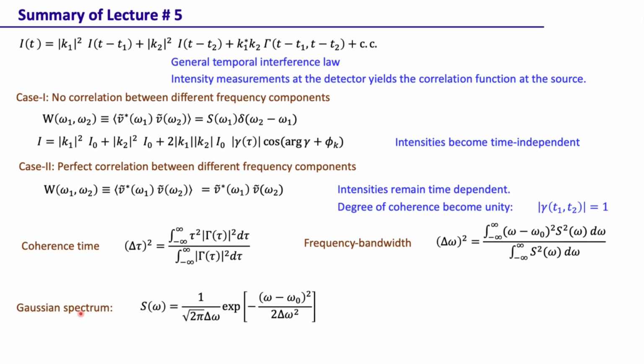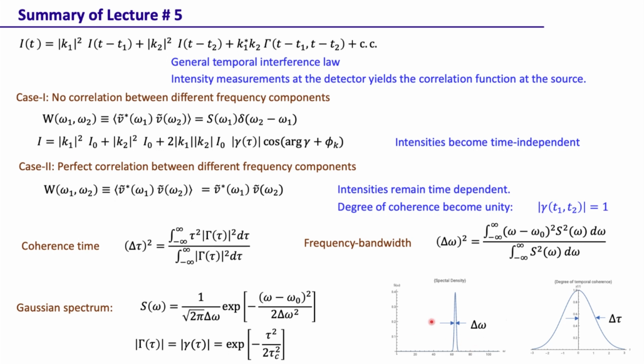We also looked at one very common and useful spectrum, which is the Gaussian spectrum. This is the normalized Gaussian spectrum. For this spectral density, the gamma tau function assumes this functional form. And just for visualization, this is the spectral density S of omega, and the corresponding gamma takes this form. The root mean square width of the spectral density is the frequency bandwidth, and that of the degree of temporal coherence function is the coherence time. So these are the concepts we looked at last time.